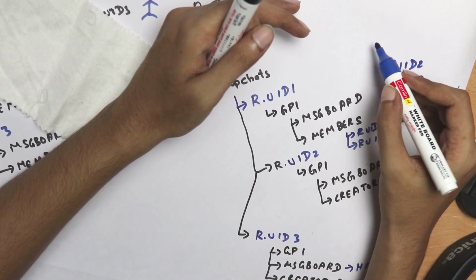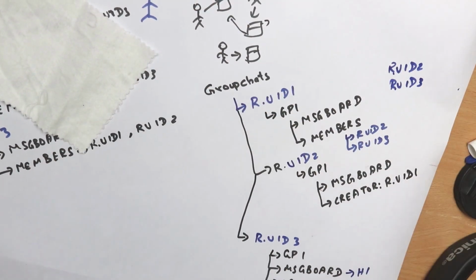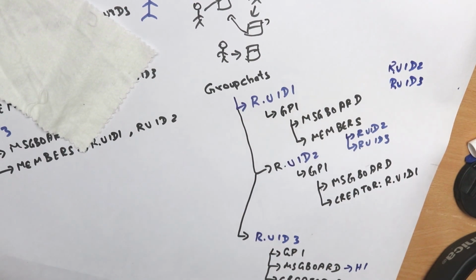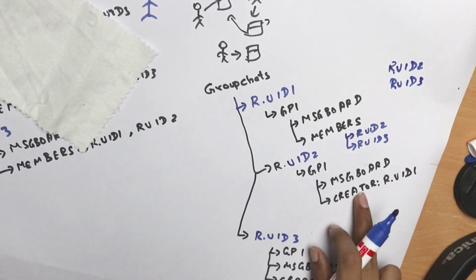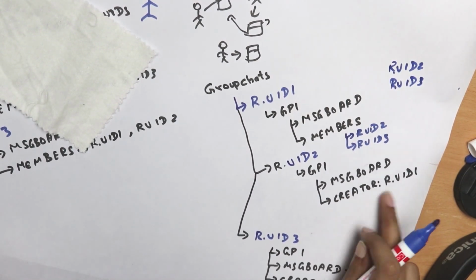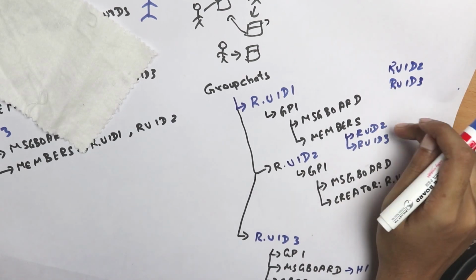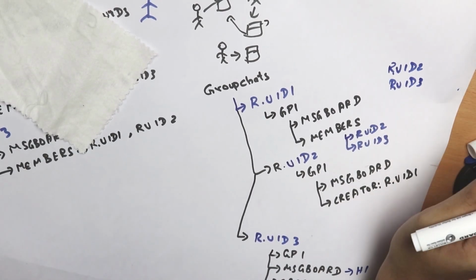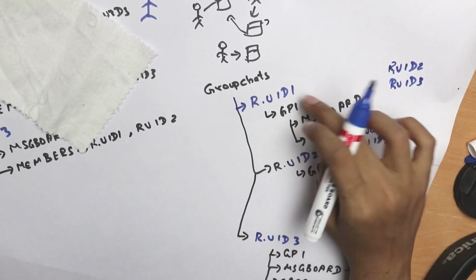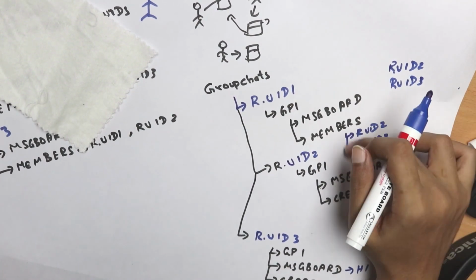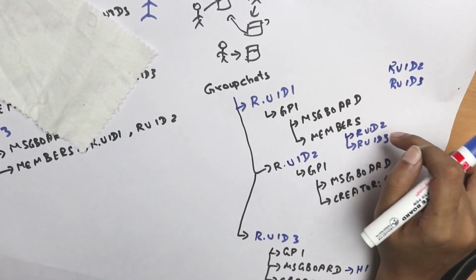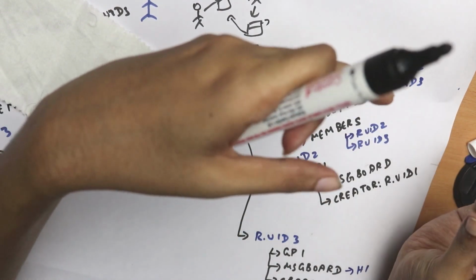It will simply do firebase.database.ref group chats.child RUID1, which we are specifying in the creator value. So it will use that, and then RUID1 dot child group name, dot child members. It will get this list. That snapshot will have this list, and it will iterate through that snapshot.